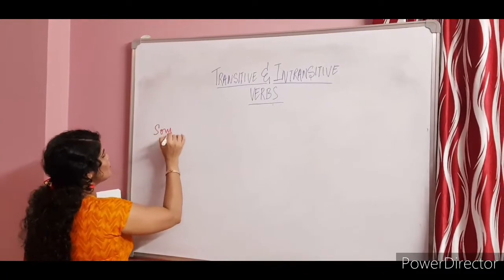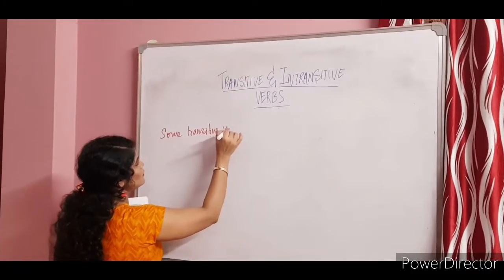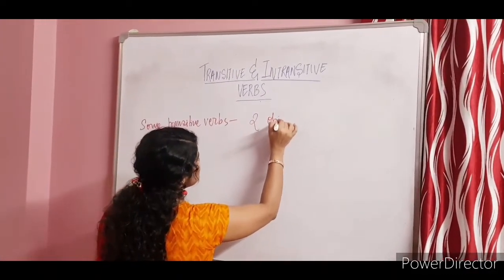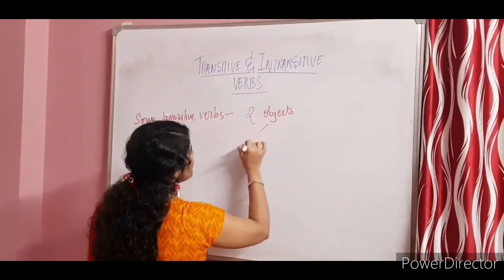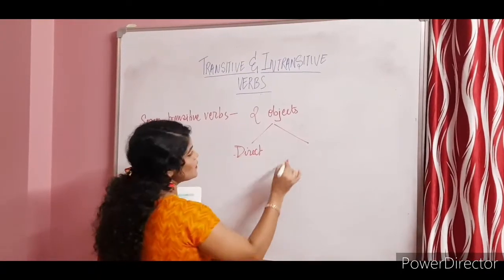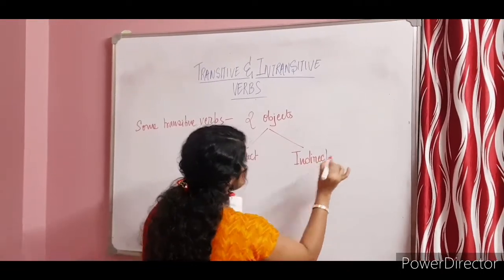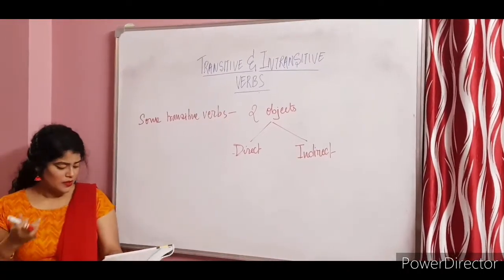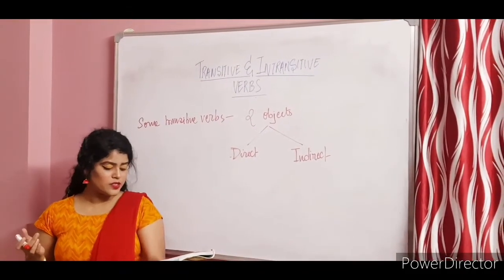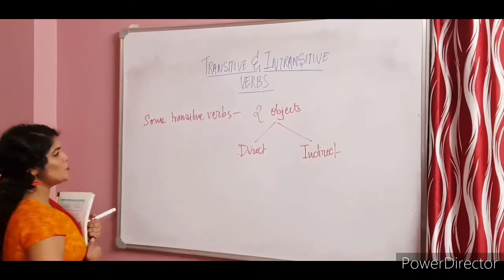Now some transitive verbs can have two objects. So we have to remember that some transitive verbs have two objects. One is direct, the other indirect. For example, my grandparents gave me a hug on my birthday. The child told us the truth. Let me write this sentence down for you as an example.